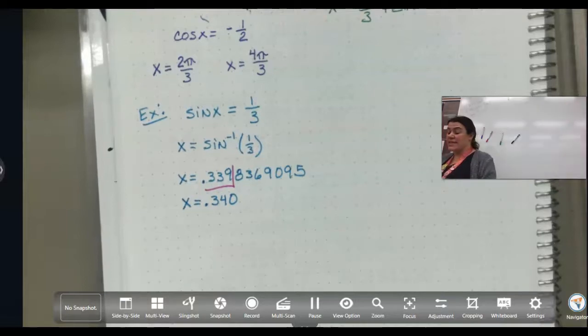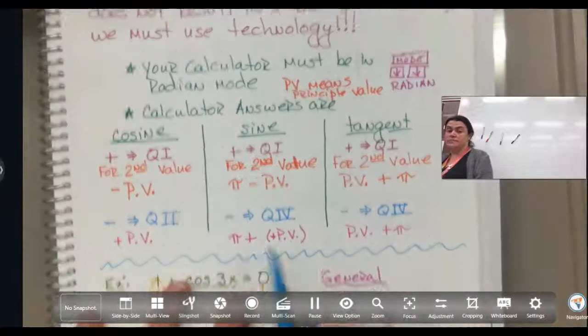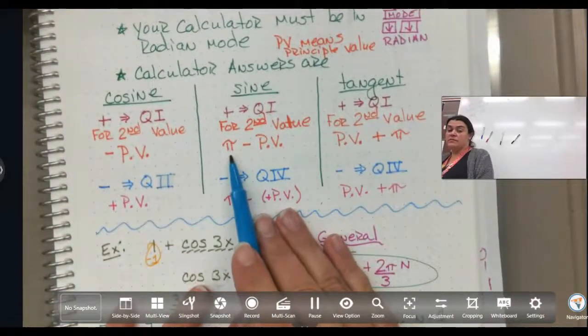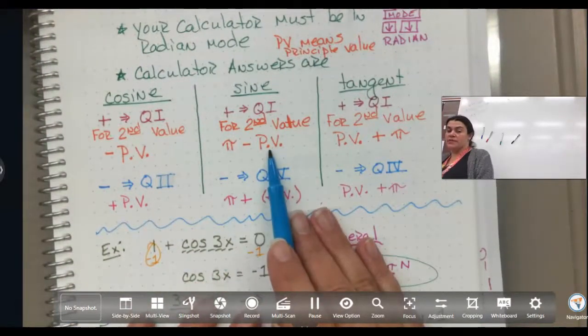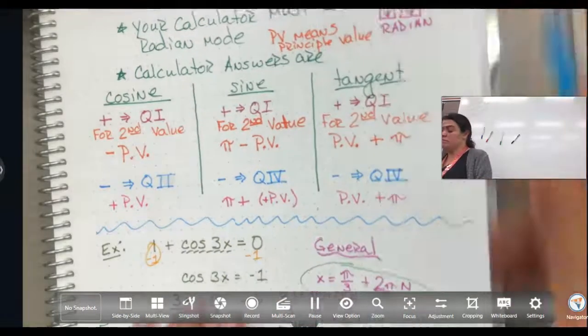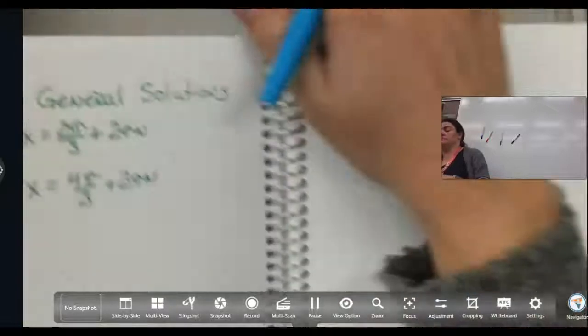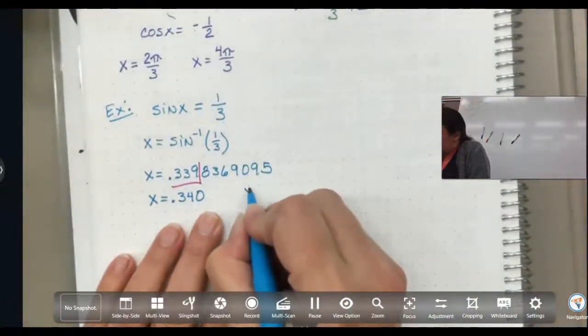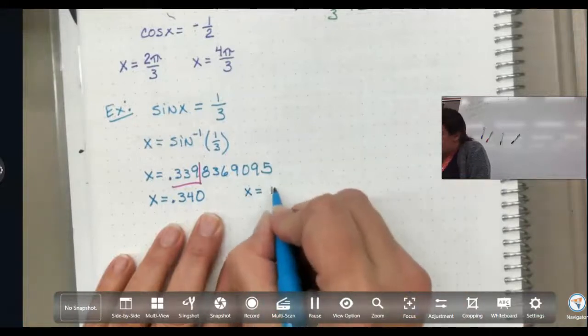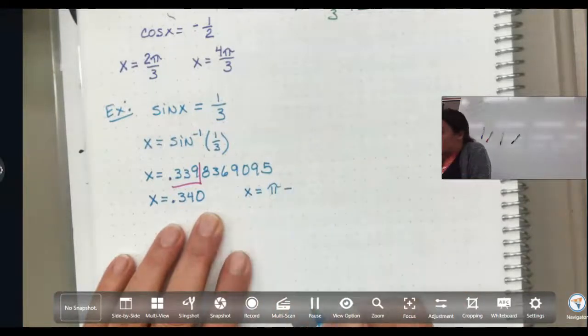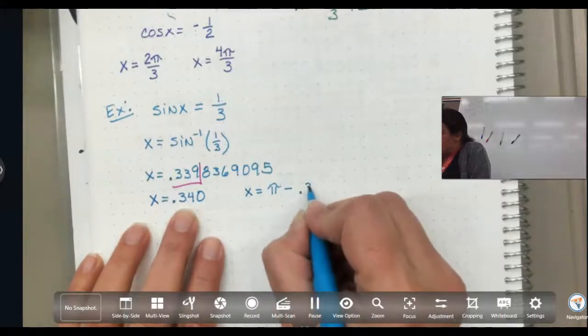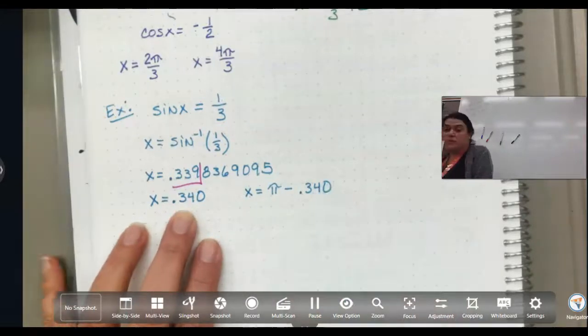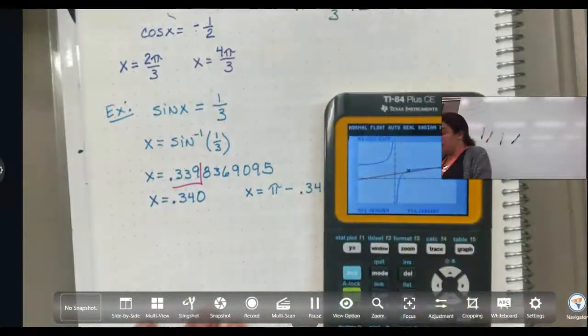To get my second answer, I am going to take pi, and I'm going to subtract that principal value that I got. I can do that. So that means my second answer, x equals pi minus 0.340. So I come over here to my handy dandy calculator.